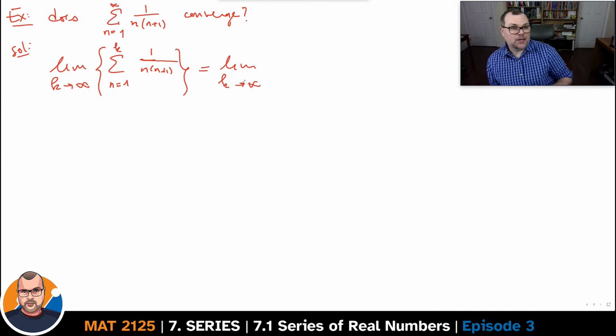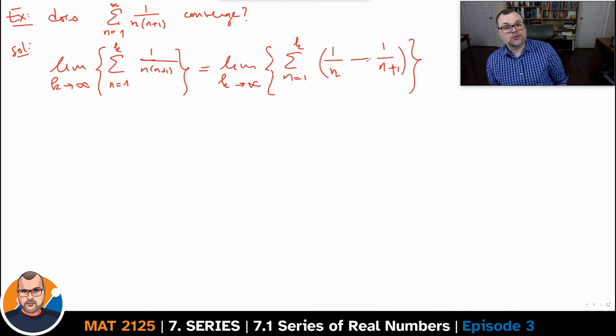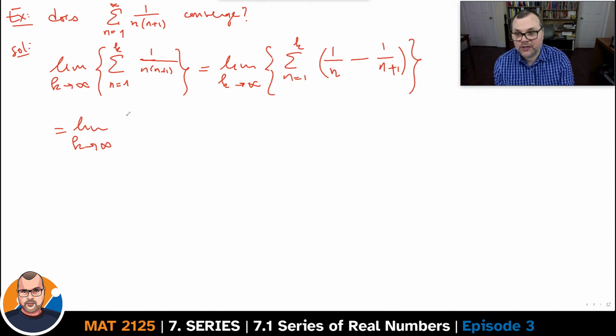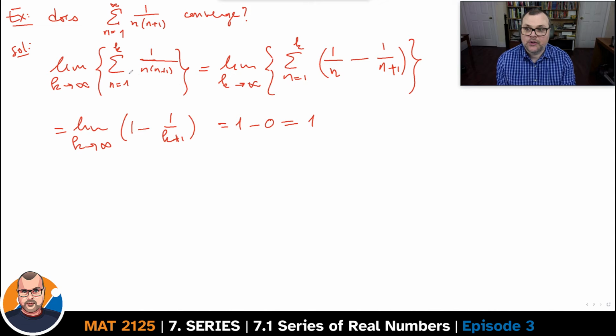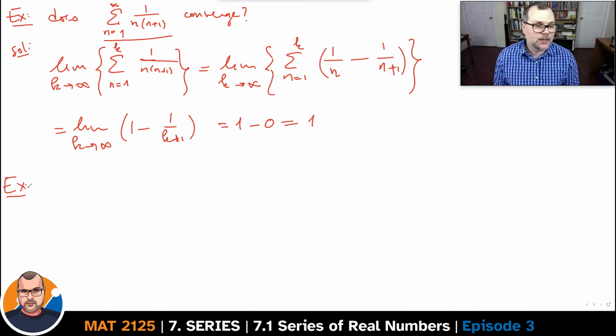Assuming for the time being that the limit exists so that we can write this, it's useful to see that we can rewrite 1 over n times n plus 1 as 1 over n minus 1 over n plus 1. And this is useful because this is now a telescoping series, and all the terms cancel out except for the first and the last term. This would be the limit when k goes to infinity of 1 minus 1 over k plus 1. So 1 minus 0 is 1. So this series converges. You can say a little bit more. We know exactly what it converges to. It converges to 1.